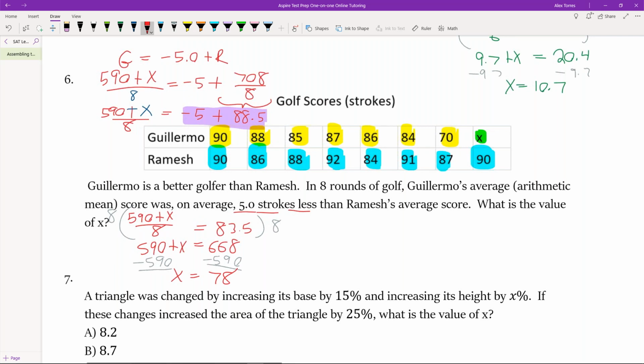And if I ever shoot 78 in a single round of golf, I'll be ready to retire from the sport.